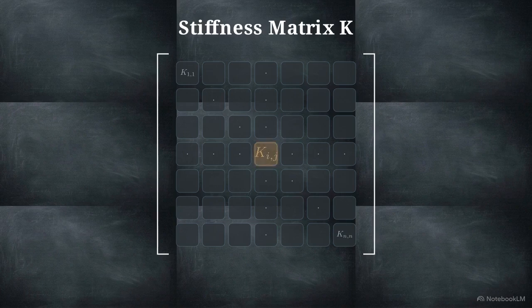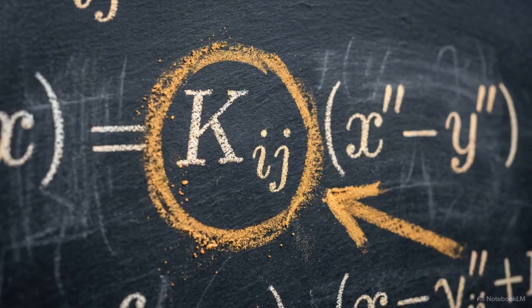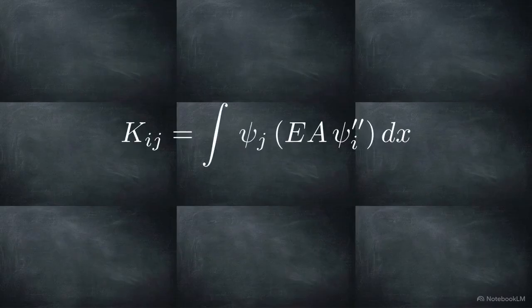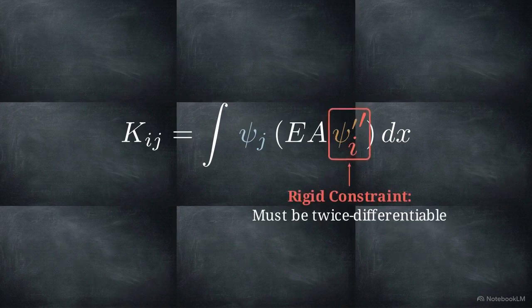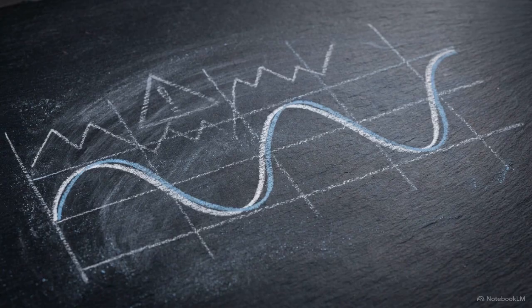If we look at a single cell within this matrix, k sub ij, we see the integral of psi sub j multiplied by the second derivative of psi sub i. This internal term reveals a specific requirement for the functions we choose. The function psi sub j is multiplying the second derivative of the trial function, psi sub i. This second derivative requires our trial functions to be twice differentiable, creating a rigid mathematical constraint that is often difficult to satisfy. To make the system more flexible, we need a way to reduce this differentiability requirement.